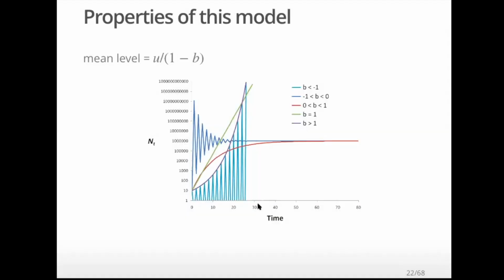All right, so here's some general properties of it. If b is less than 1 and greater than 0, it goes towards a stable equilibrium. If it's negative, but it's greater than -1, it does this 2-point cycle thing. And those are the cases we're going to be concerned about. Particularly, we're going to be concerned about the red one, where this is less than 1.